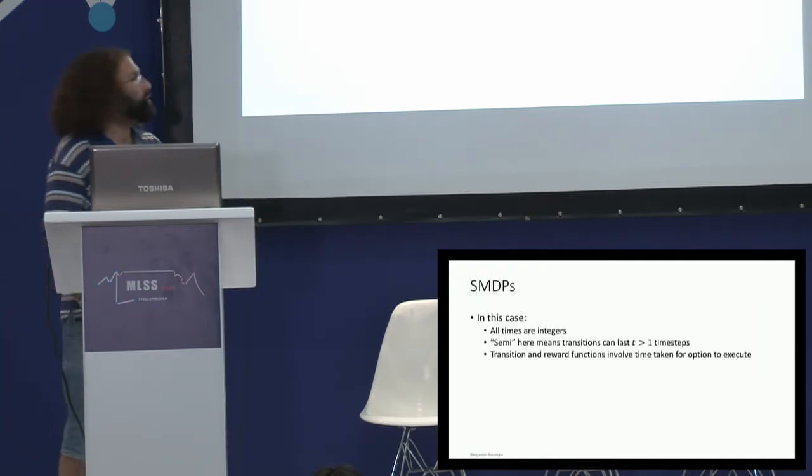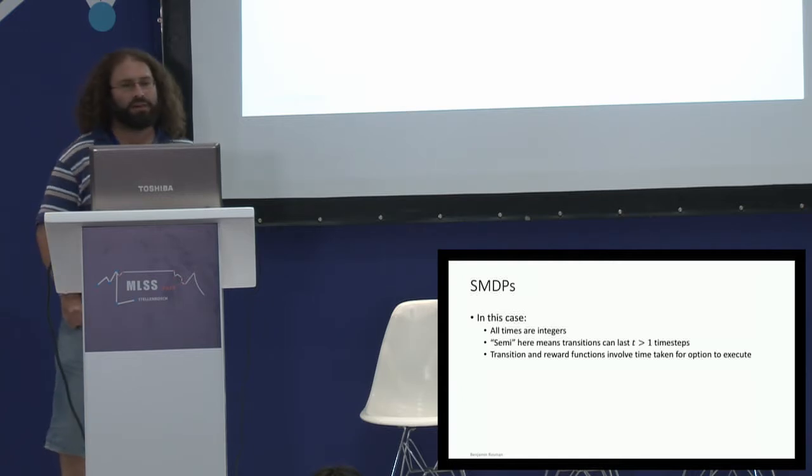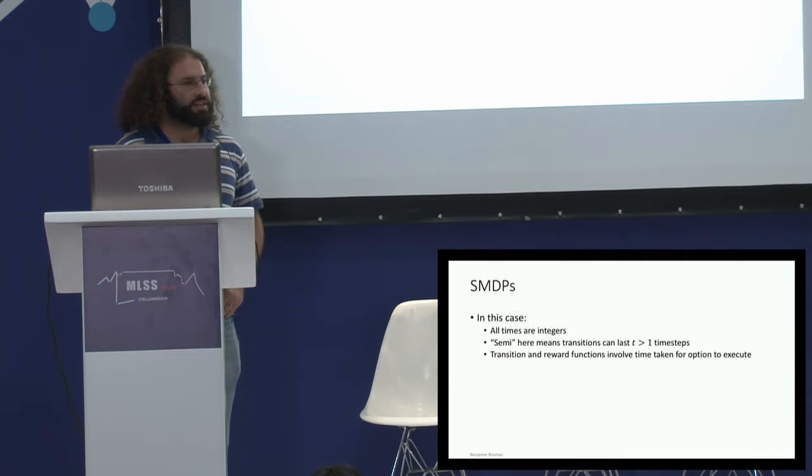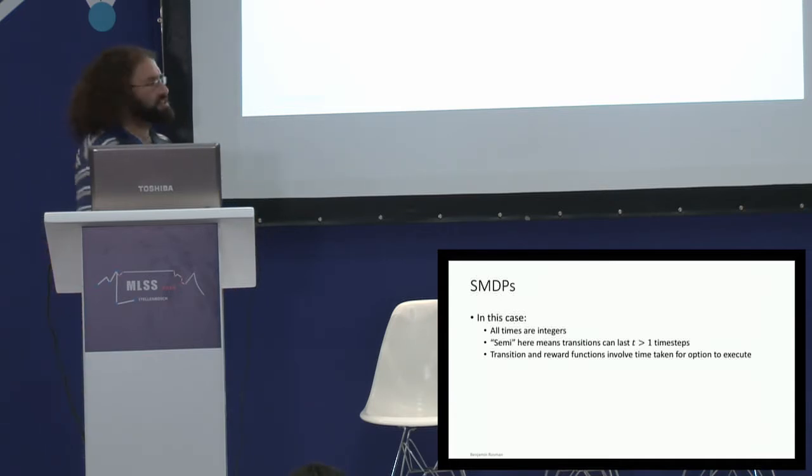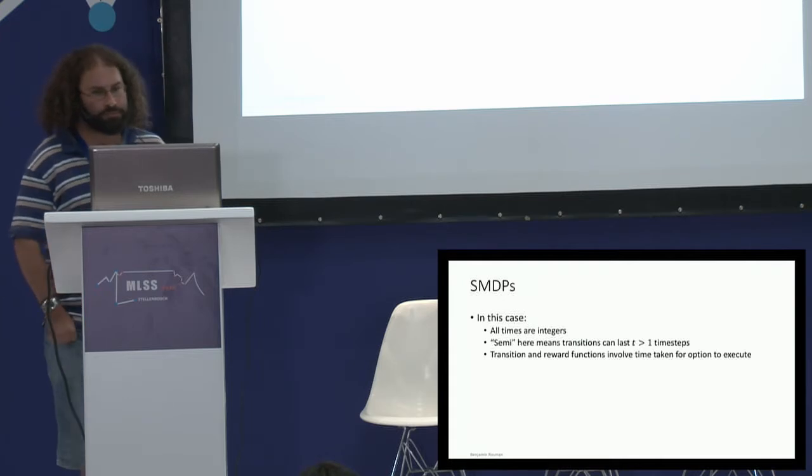But typically we keep this thing fairly simple. We think about these times as integers, and that particularly makes sense in the discrete case. There's all sorts of other things that happen in the continuous case, but there's many open questions there too. And yeah, the semi-Markov means that it is Markov if you take into account that your transitions can last for some longer number of time steps.